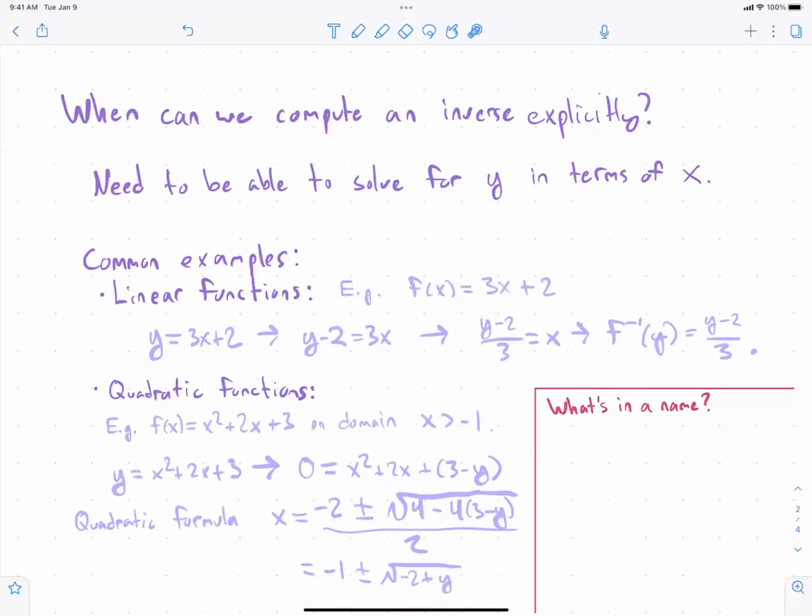And then to get f inverse, well, you have to choose whether it should be plus or minus here. But we're supposed to be getting something that's greater than minus 1. So we should do plus here, and so then f inverse of y is minus 1 plus square root of minus 2 plus y.